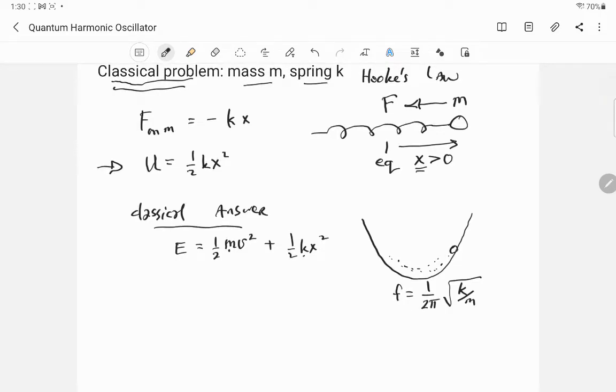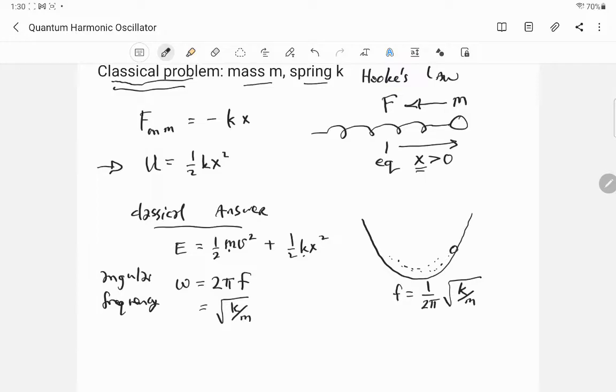A nice thing to describe instead of the frequency is this thing called the angular frequency. So this angular frequency is the result of multiplying f by 2 pi, so it's the square root of k over m.